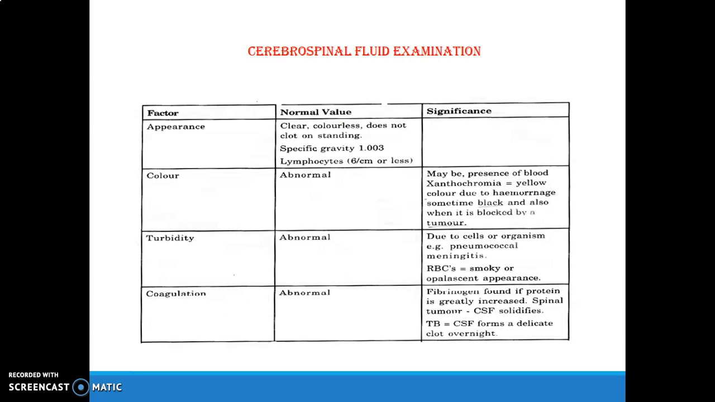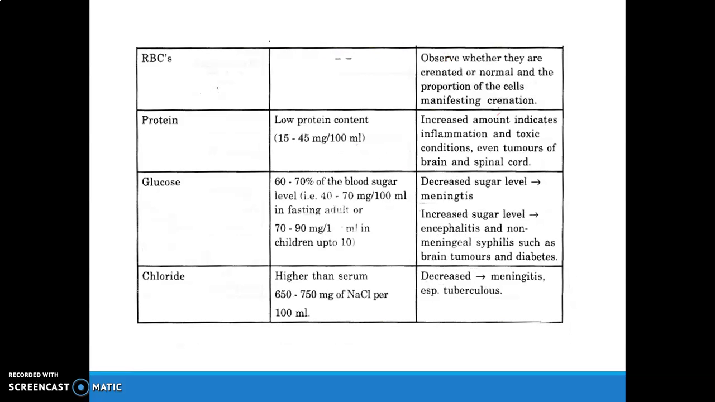Turbidity is abnormal due to cells or organisms, for example in pneumococcal meningitis. RBCs give a smoky or opalescent appearance. Then comes coagulation, which is abnormal when fibrinogen is found if protein is greatly increased. In a spinal tumor, the CSF solidifies. In TB, the CSF forms a delicate clot overnight. RBCs are observed to see whether they are crenated or normal, and the proportion of cells manifesting crenation.